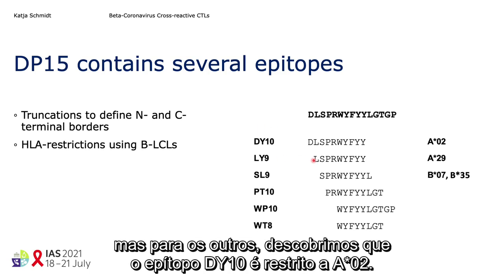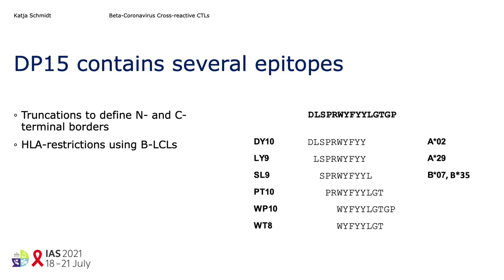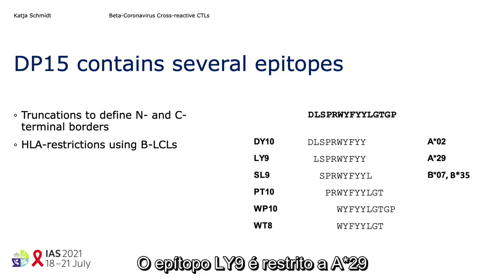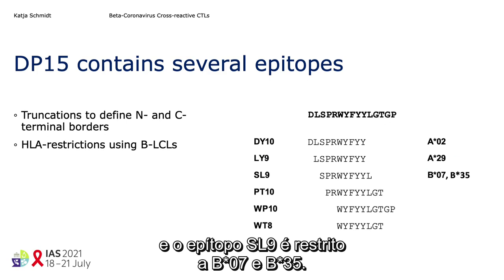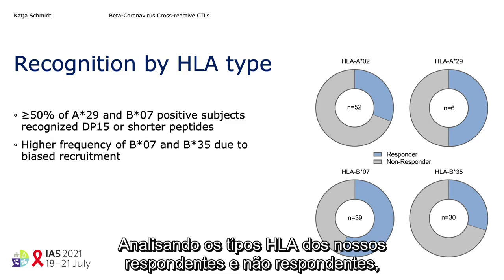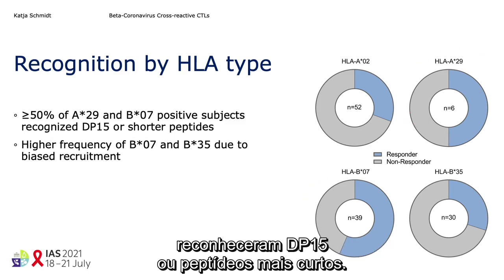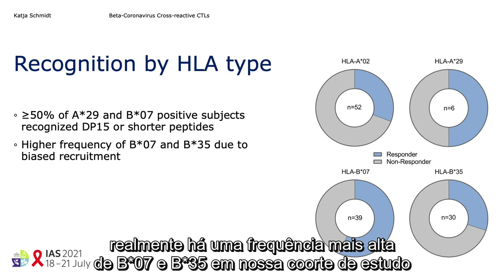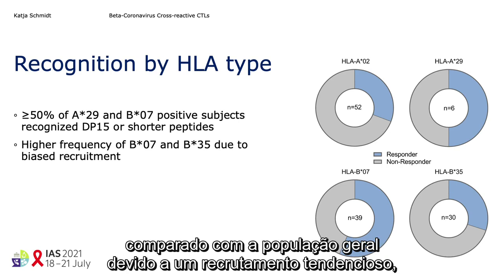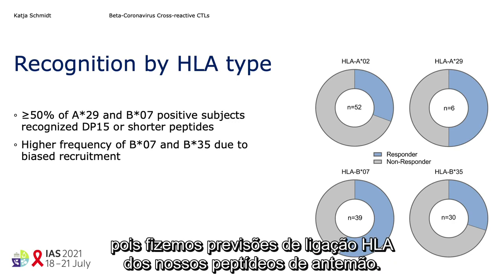that the epitope DY10 is restricted to A02, the epitope LY9 is restricted to A29, and the epitope SL9 is restricted to both B7 as well as B35. When looking at the HLA types of our responders and non-responders, we found that at least 50% of A29 and B7 positive subjects recognized either DP15 or shorter peptides. However, it has to be stated that there's actually a higher frequency of B7 and B35 in our study cohort compared to the general population due to a biased recruitment, as we did HLA binding predictions of our peptides beforehand.